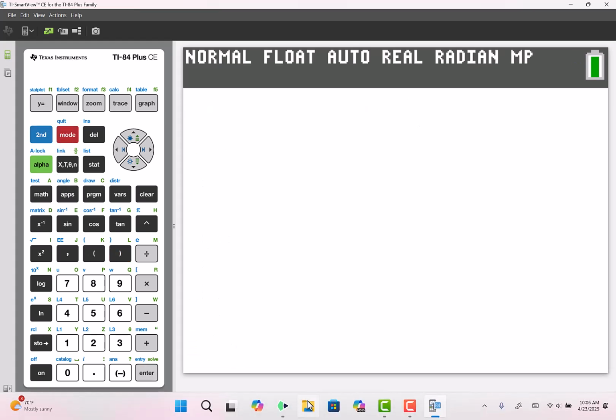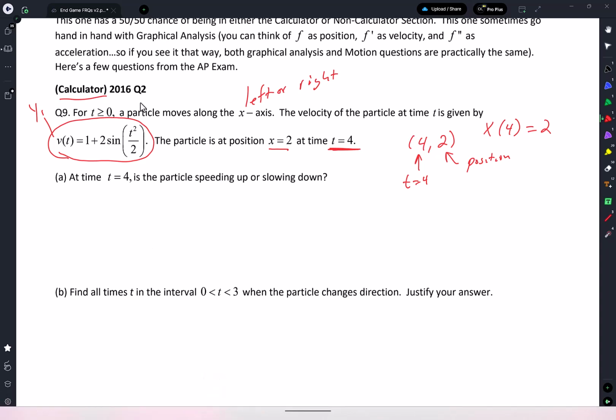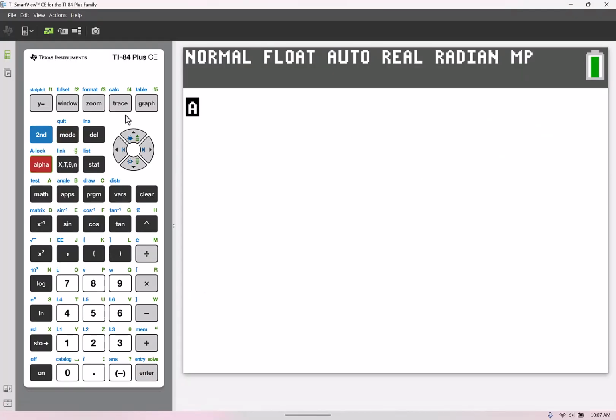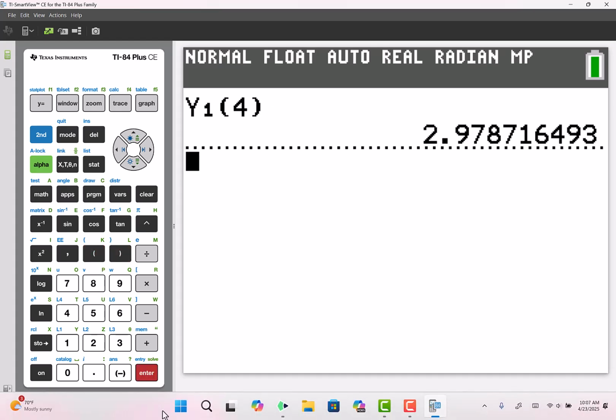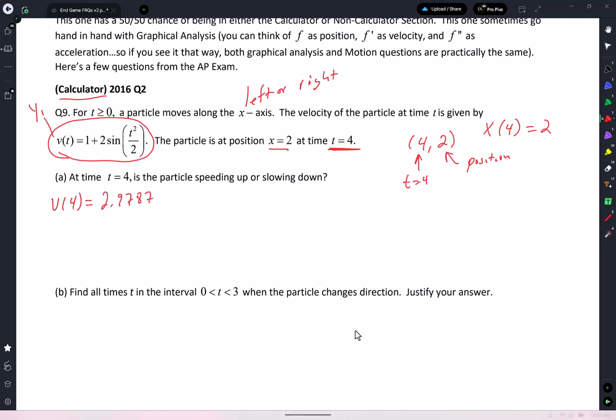And here we go, guys. Second quit. Here's what you're going to do. You need the velocity at 4. So I'm going to go v of 4 equals, and I'm going to put the velocity. So I take my calculator and go alpha trace y1, open up a 4. And there it is, 2.9787. All right. Now I need the acceleration.